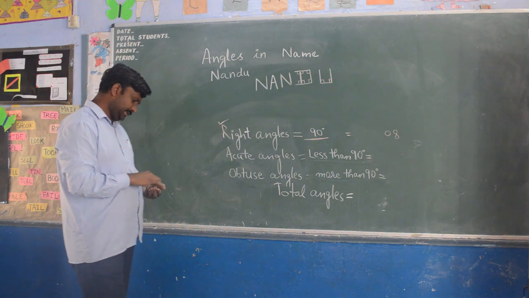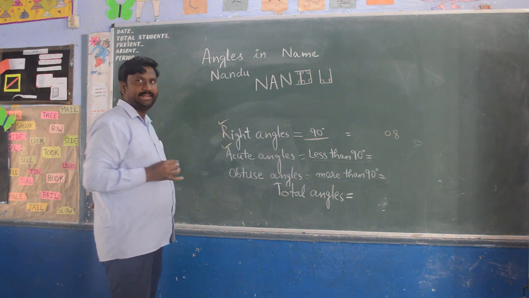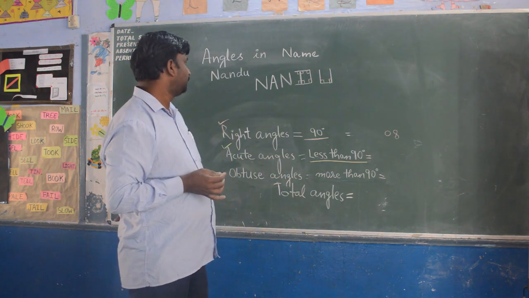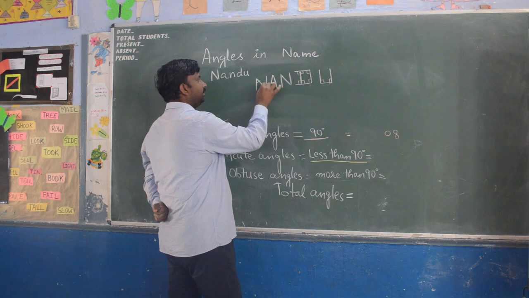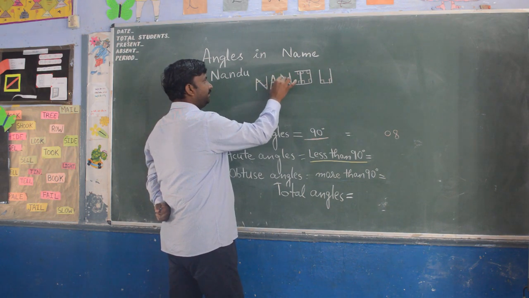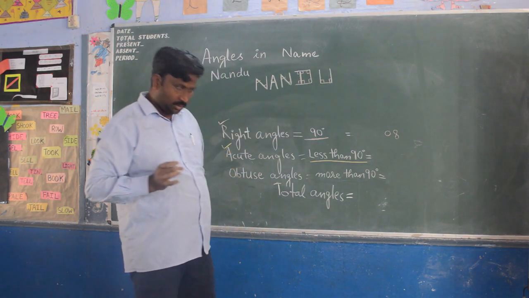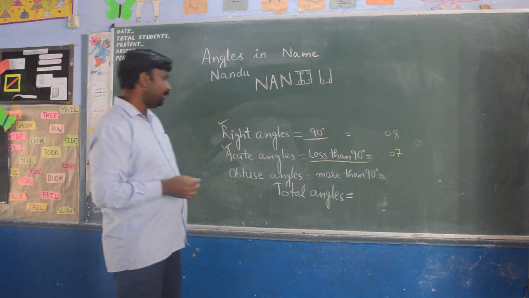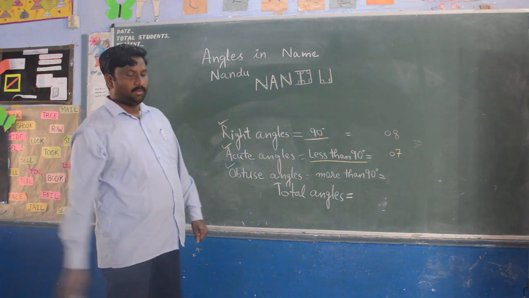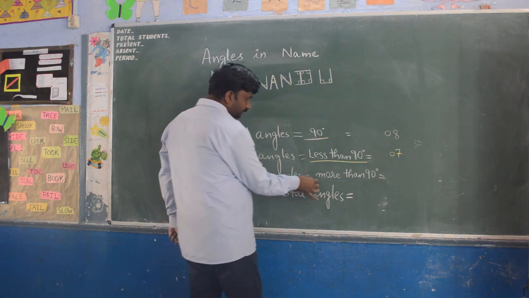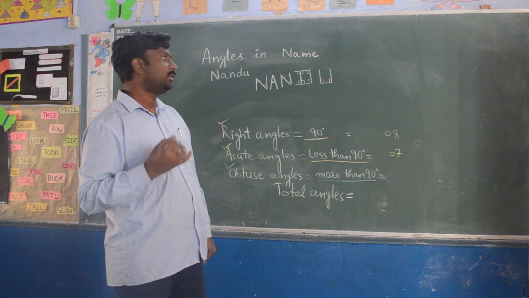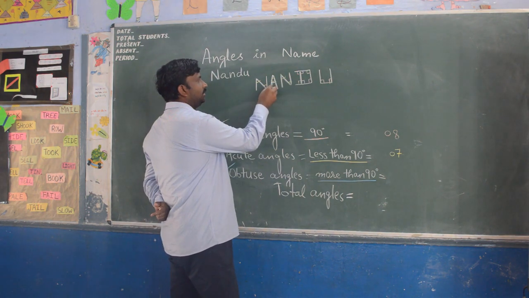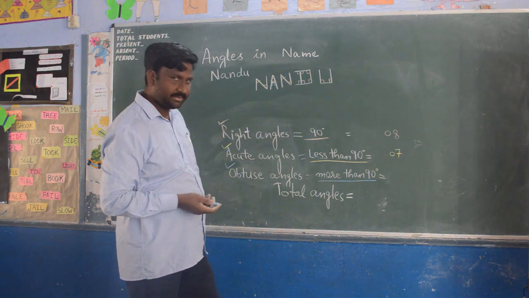Now acute angles. What is an acute angle? An angle with measure less than 90 degrees. So here it is: 1, 2, 3, 4, 5, 6, 7. So how many acute angles are there? 7. Now obtuse angles. What is an obtuse angle? An angle with measure more than 90 degrees. And you can see how many angles are left in this name? Only two. One, two. So obtuse angles are two.